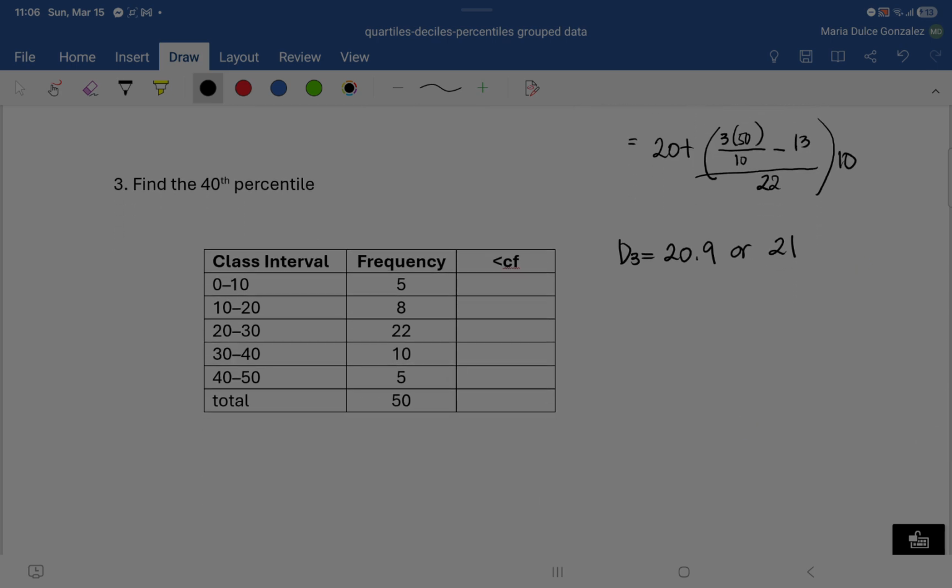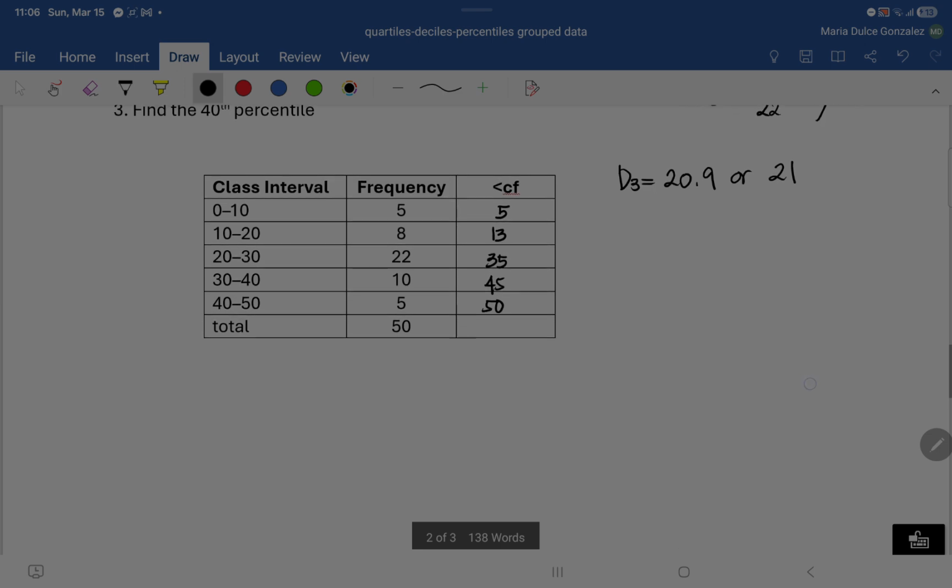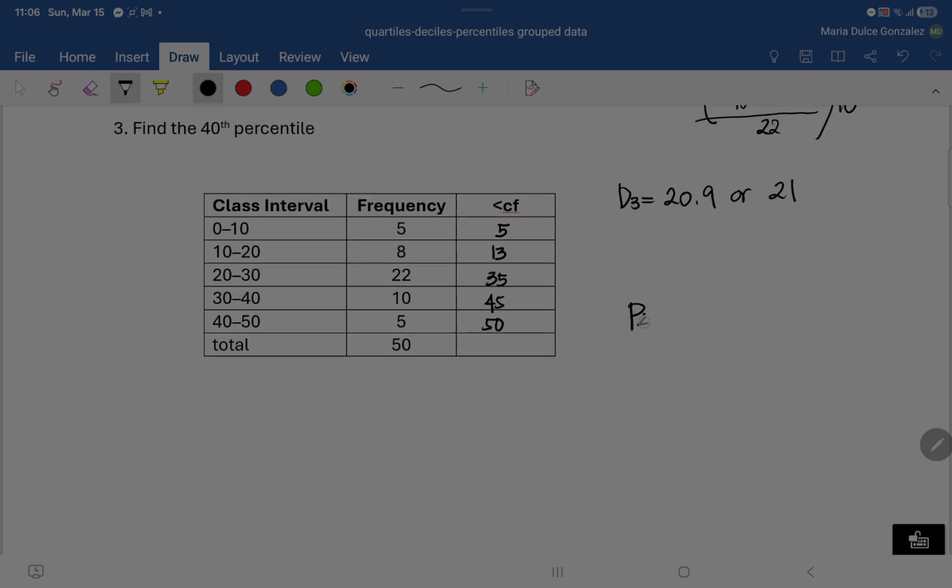Now for the third problem, we're going to find the 40th percentile. Using the same class interval, again we start off with the less than cumulative frequency. 5 plus 8 is 13, plus 22 we have 35, plus 10 is 45, and plus 5 is equal to 50. Next, it's the 40th percentile. So the location of the 40th percentile would be 40 times, again, our n of 50, and this time we're going to divide by 100 because it's a percentile. That would give us the 20th place.